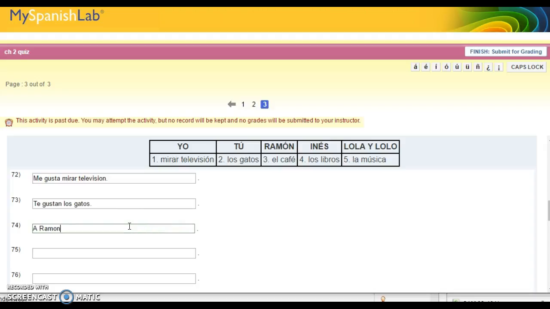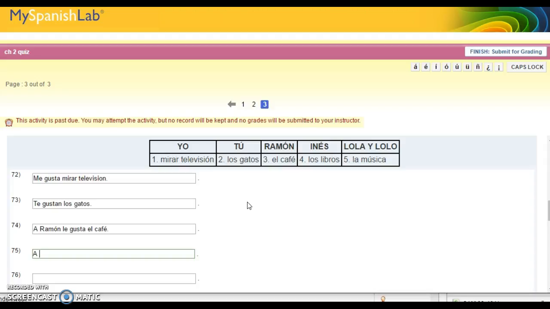A Ramón le gusta el café. And you have to put the a there. If you mention the name, you have to put the a there. Literally what you're saying is coffee is pleasing to Ramon. That's what the A is for, but you have to include the A.